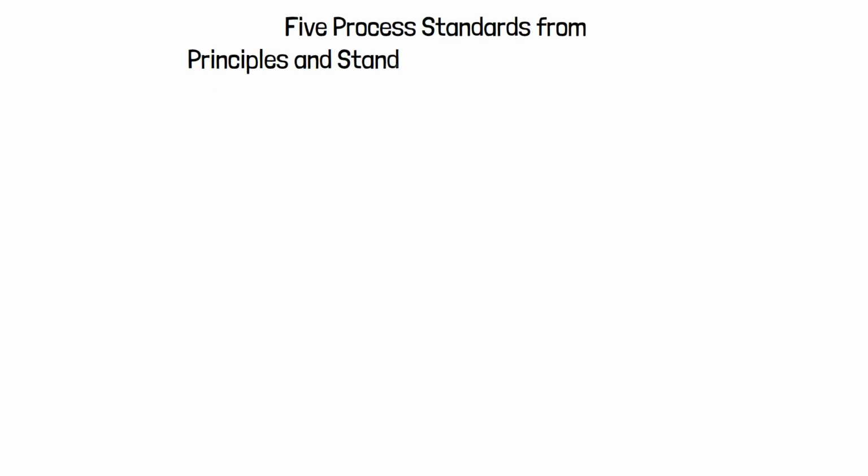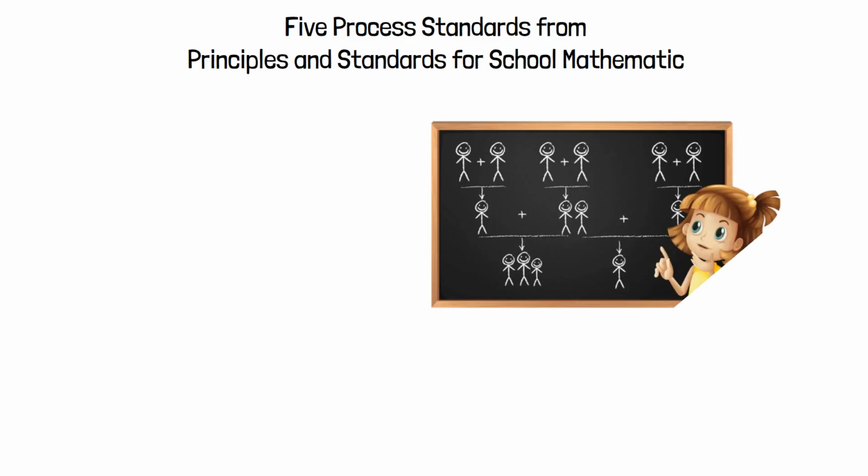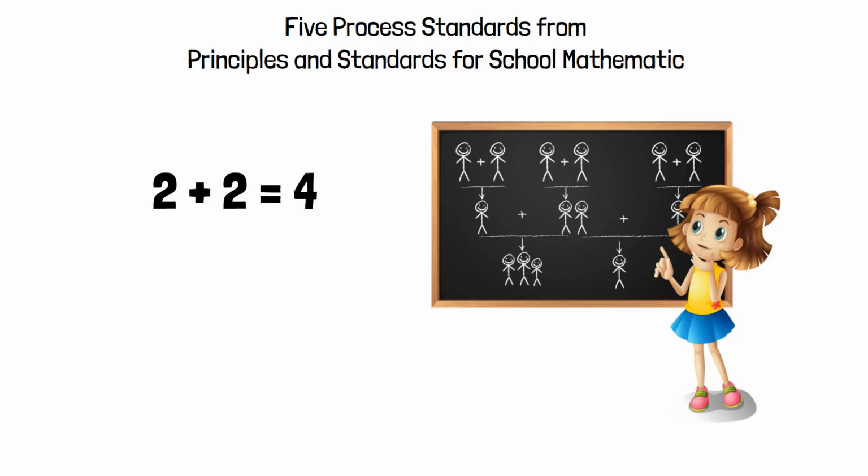The connection standard of the 5 process standards from Principles and Standards for School Mathematics reflects the importance of giving students opportunities to see how various mathematical ideas relate to one another and to a variety of real-life experiences. This approach helps students make connections between different areas of mathematics and see the relevance of mathematics in their everyday lives. For example, understanding the relationship between addition and subtraction can help students solve real-life problems more effectively.